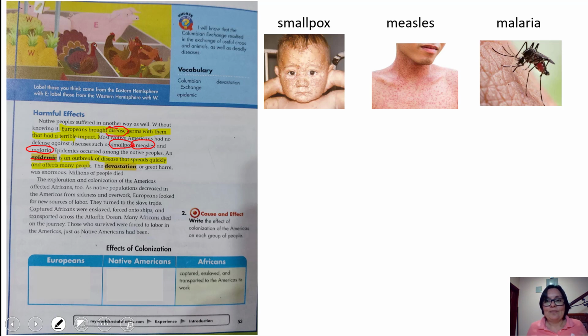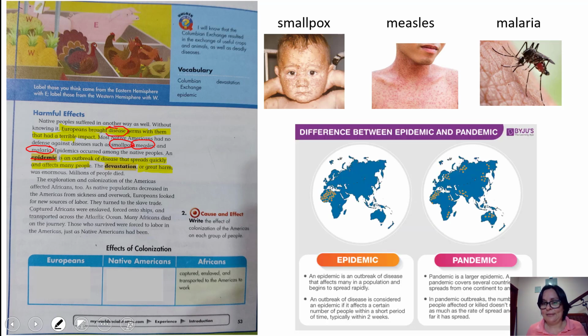After that, there was a great devastation. That is another word of the vocabulary, great harm, great devastation. And millions of people died. Now, what we have today in our world is an epidemic or what? What we have today with the coronavirus is a pandemic. And what is the difference between an epidemic and a pandemic?